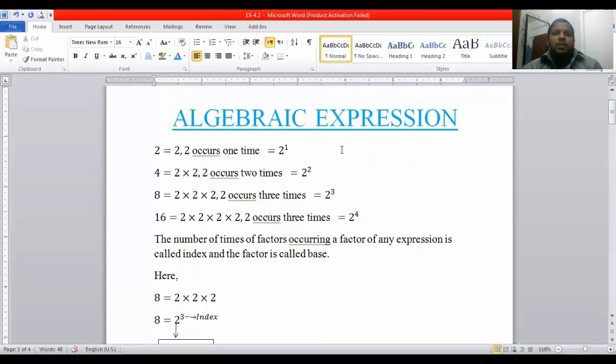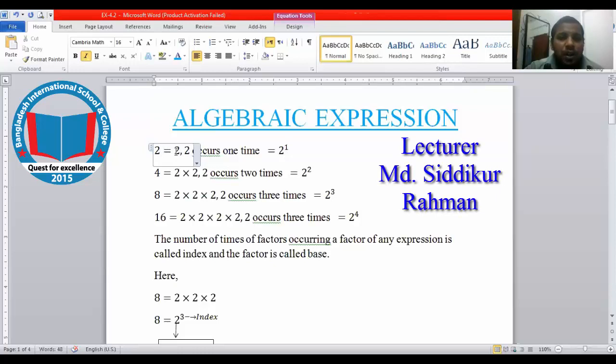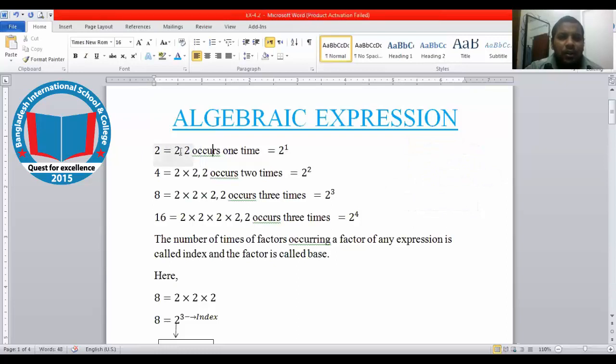Okay, today's chapter is algebraic expression. Today we will learn what an algebraic expression is, a very basic thing of this chapter. Okay, 2 is equal to 2. 2 is a factor of 2 and we know 1 is another factor. 1 is a global factor, that's why we are not mentioning it. So that means 2 occurs one time. Okay, we are expressing it in another way.